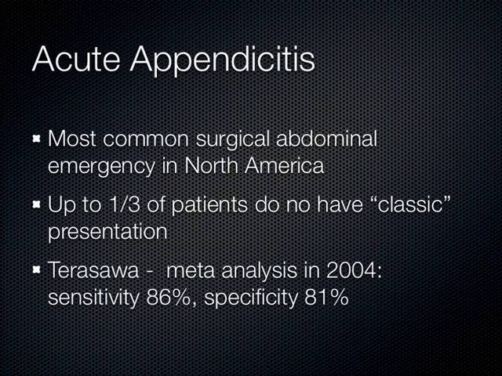Okay, switching gears, finally, the appendix. Acute appendicitis is very, very common. It's the most common surgical abdominal emergency in North America. About a third of patients, though, don't have that classic presentation, which is generalized abdominal pain that then locates itself to the right lower quadrant, what we call McBurney's point, and is associated with anorexia and elevated white blood cell count. That's the classic presentation I just described to you.